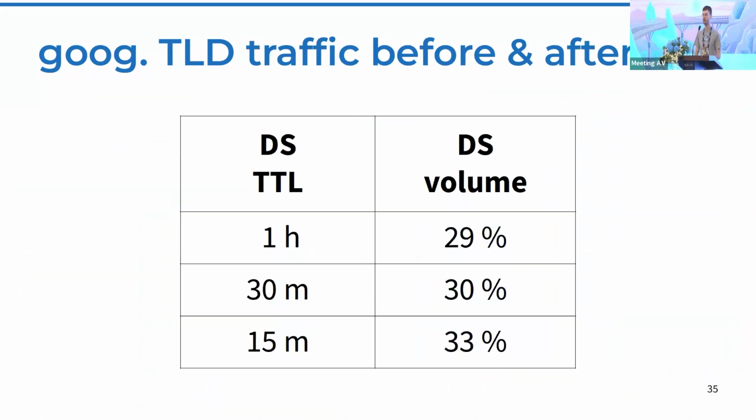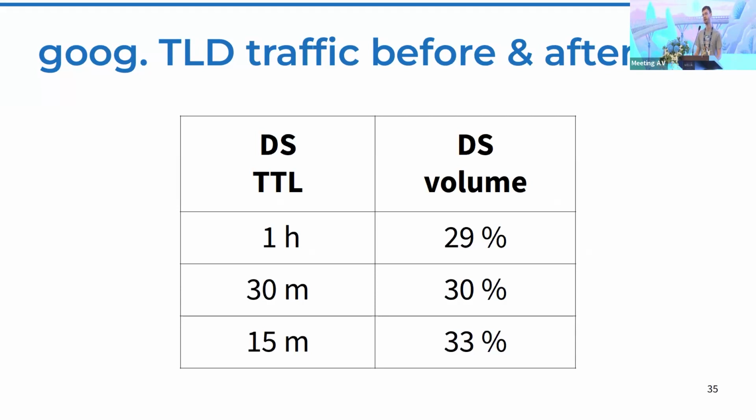So here in the table, we can see that with 1 hour TTL and before the accounting fix, the DS queries were taking approximately 29 to 30% of the total query volume. And after the change to 15-minute TTL, it took 33%. So approximately a 4% increase in the DS query volume.